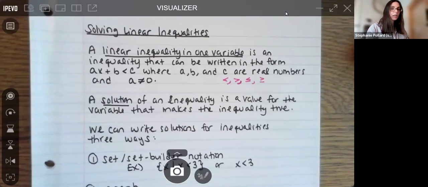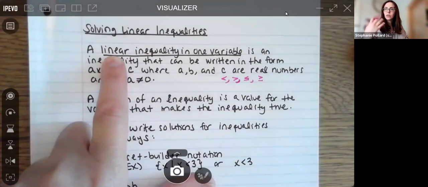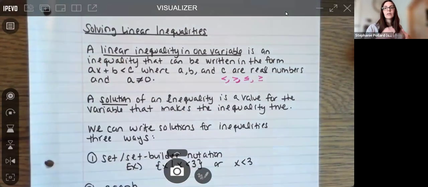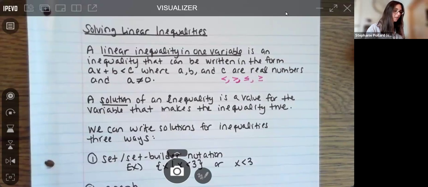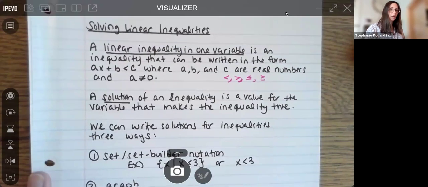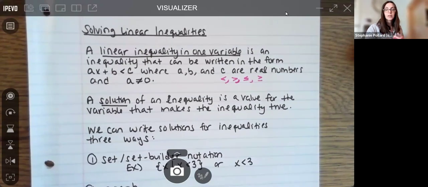And then again, the linear just means that we're not dealing with squares or cubes or things like that in our variables right now. They're the simplest form. A solution of a linear inequality is a value for the variable that makes the inequality true. So it's the same definition. A solution is always something that we plug in that makes it true.